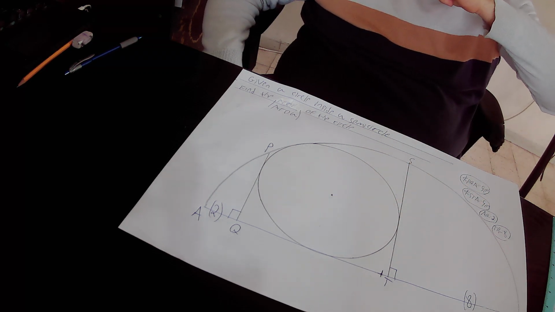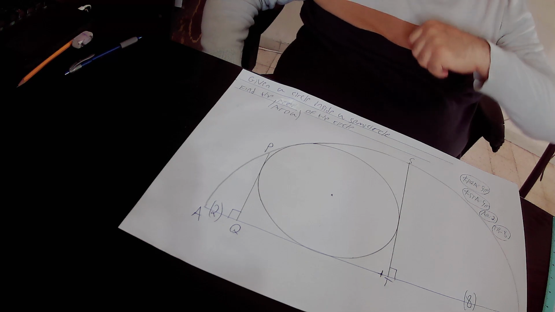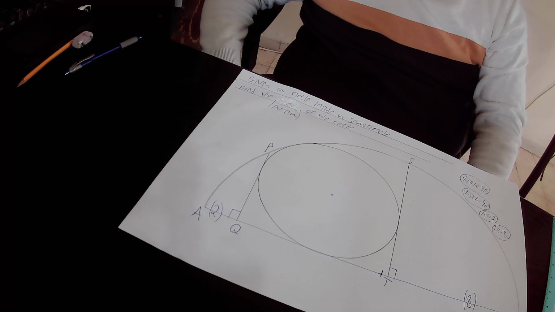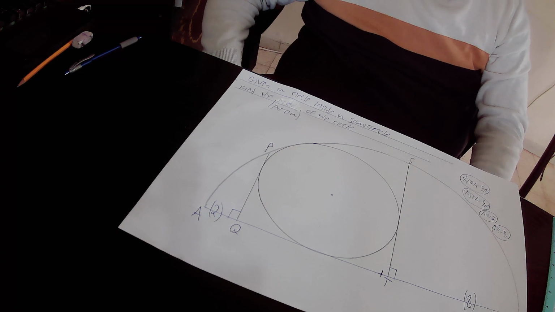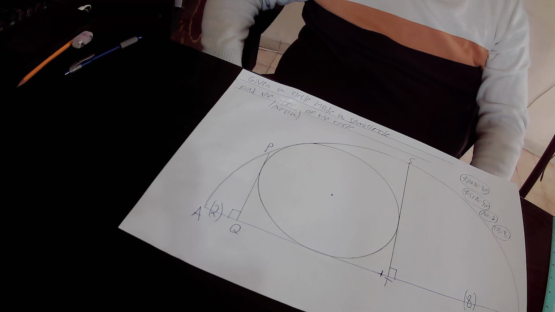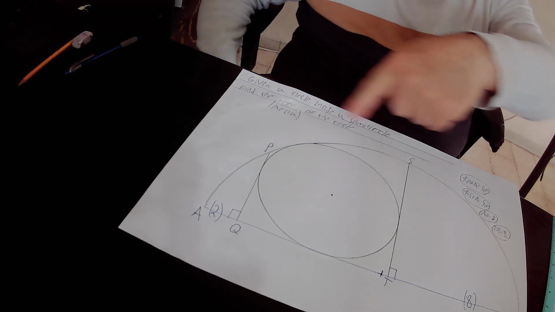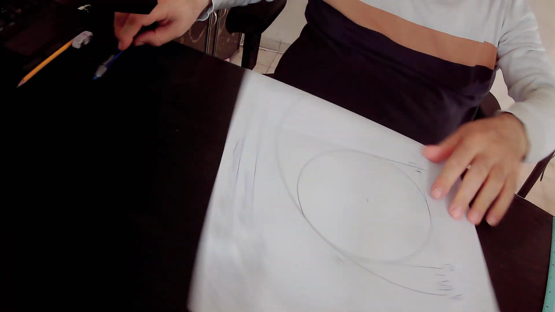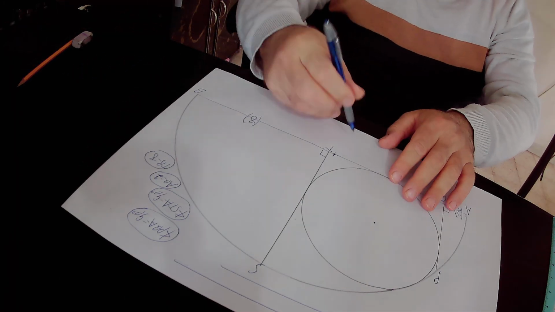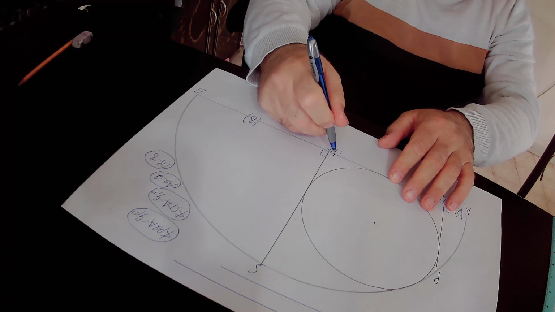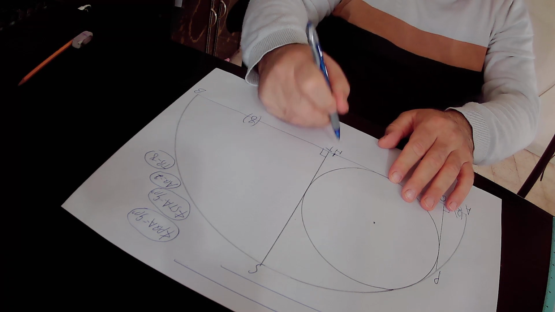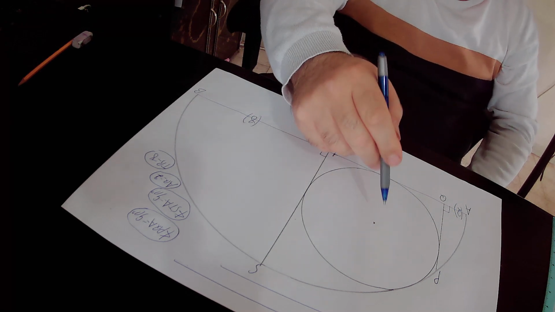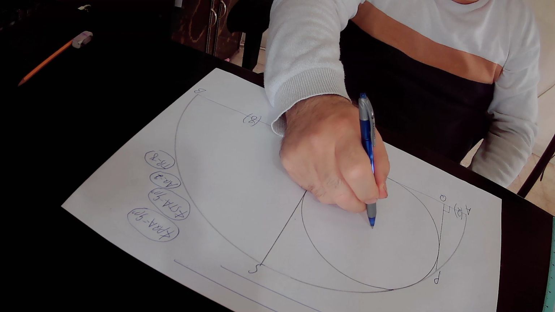Okay, so first of all we will define the relevant points to this question with letters. We will define the center of this big semicircle, this point, as point H. We define the center of this small circle, this point, as point K.